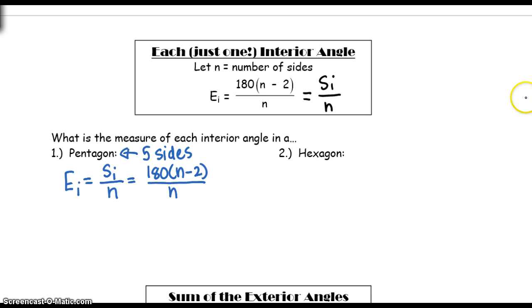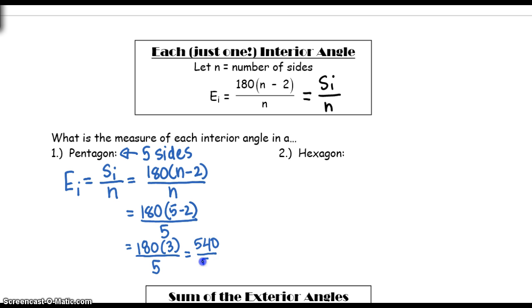So we're going to go ahead and substitute in 5 for all of our n's here. So 180 times 5 minus 2 over 5. 5 minus 2 is 3, so we have 180 times 3 divided by 5. You're cleaning up your numerator before you divide. 180 times 3 is going to be 540. And then we would divide this by 5, and we would find that each interior angle of a pentagon is 108 degrees. Each interior angle.